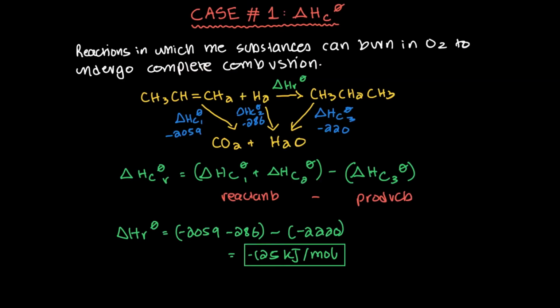Now we're going to be discussing different calculations that involve Hess's law. So we're going to be talking about two main cases, and the first one is delta H of combustion. As you might recall, we discussed this in detail in the previous video, so if you are confused about this, then you can go watch that one. Combustion reactions are those reactions in which the substances burn in oxygen to undergo complete combustion. They don't necessarily all have to form carbon dioxide and water. For example, if you burn hydrogen gas, you're only going to get water, not carbon dioxide. But they just have to burn in oxygen.